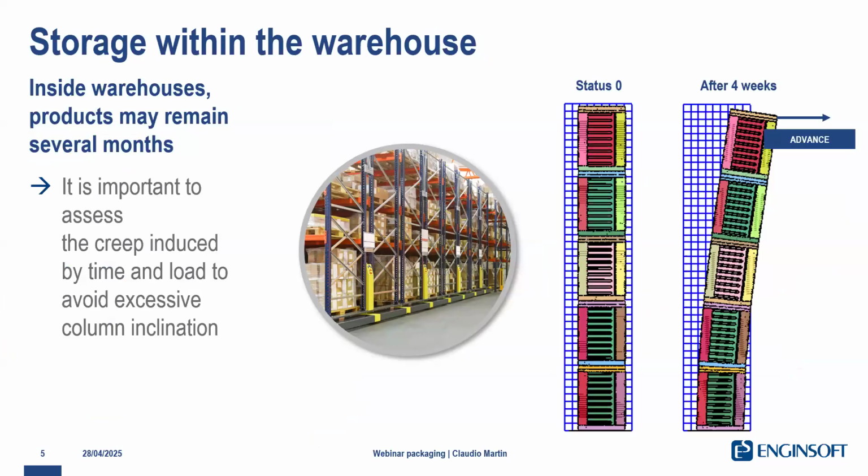When a column, for example, of product remains stacked for a period of time, aging of the material occurs, creating a creep effect on the packaging that increases the slope of the column. In terms of product stacking, the simulation can be used to assess the inclination of the column due to material aging. And in case of excessive inclination, it is possible to redesign the packaging and virtually evaluate the improvement.